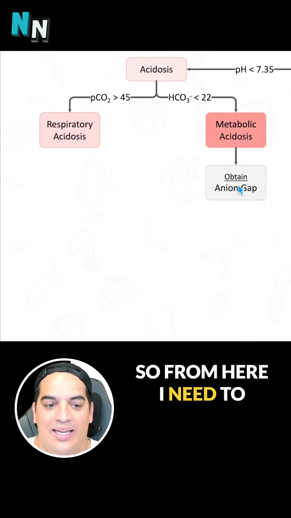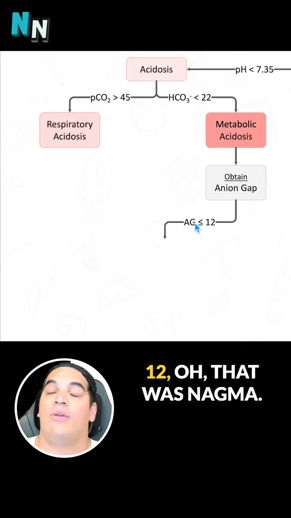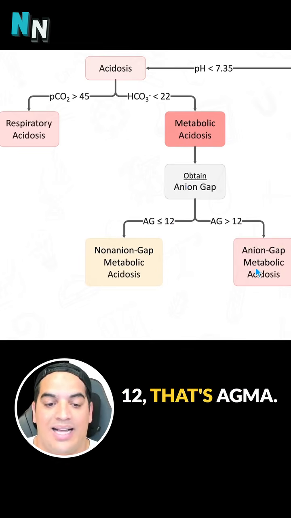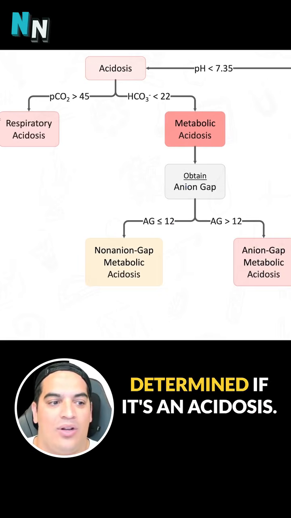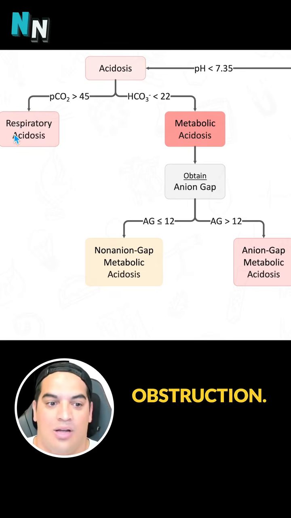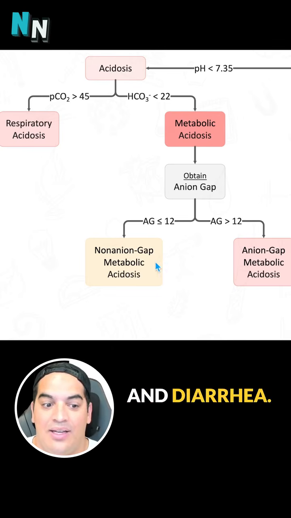So from here, I need to calculate it. Sodium minus chloride minus bicarb. If it's less than or equal to 12, that's NAGMA. And if it's greater than 12, that's AGMA. So right away, I've already determined if it's an acidosis, and then I think respiratory depression, neuromuscular, obstruction. Anion gap, NAGMA, CKD, RTAs, and diarrhea.